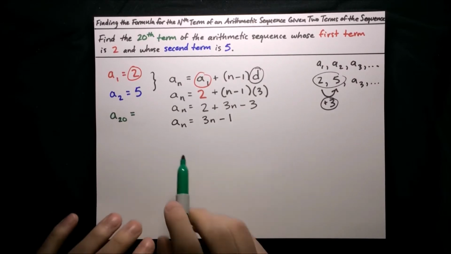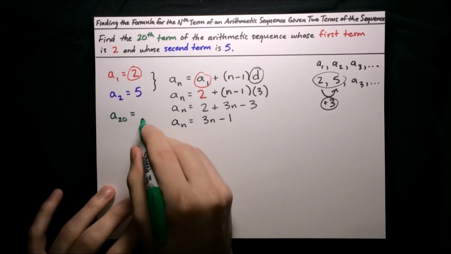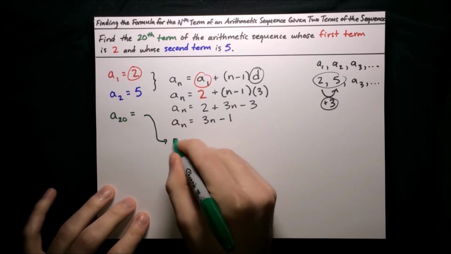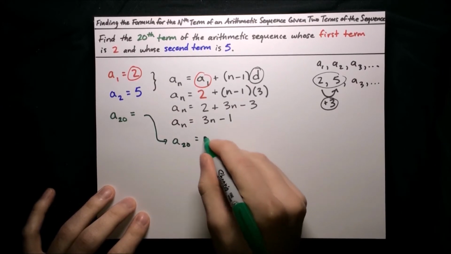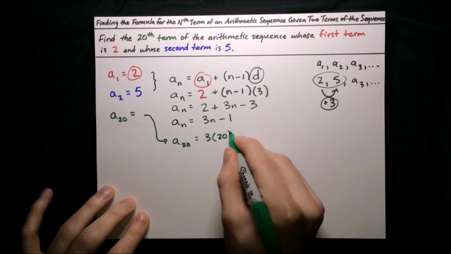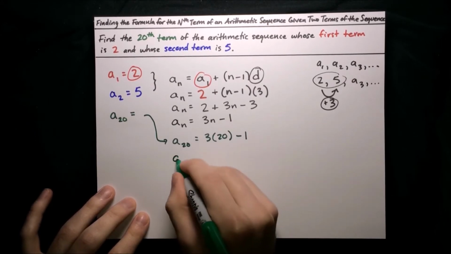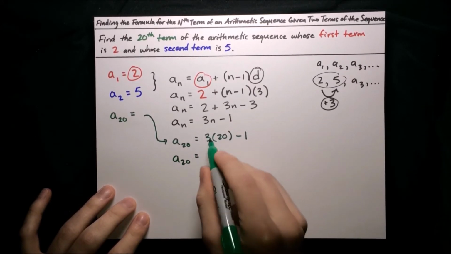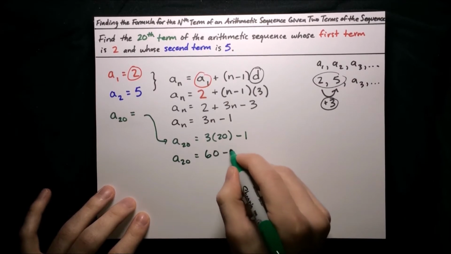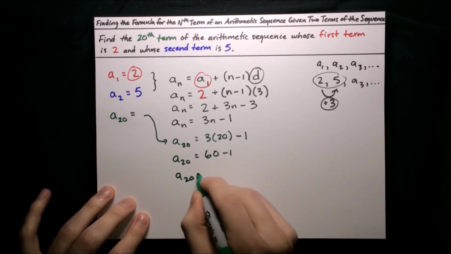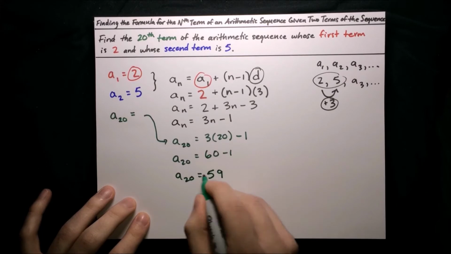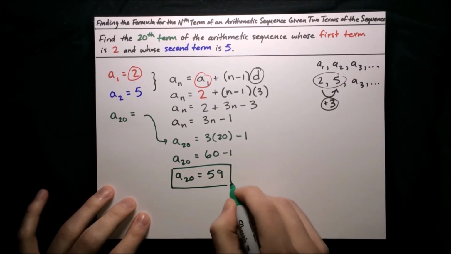Okay, so now this is a lot easier to do the computation, plugging in n equals 20. So we just find that a20 is equal to 3 times 20 minus 1. So a20 is equal to 3 times 20 is 60 minus 1. So a20 is just equal to 59. And there we go, we're done.